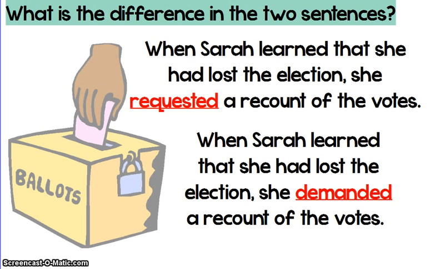So let's look at two examples of two sentences which are dealing with the same topic, but there is a slight difference in word choice. When Sarah learned that she had lost the election, she requested a recount of the votes. When Sarah learned that she had lost the election, she demanded a recount of the votes. What's the difference in these two sentences?